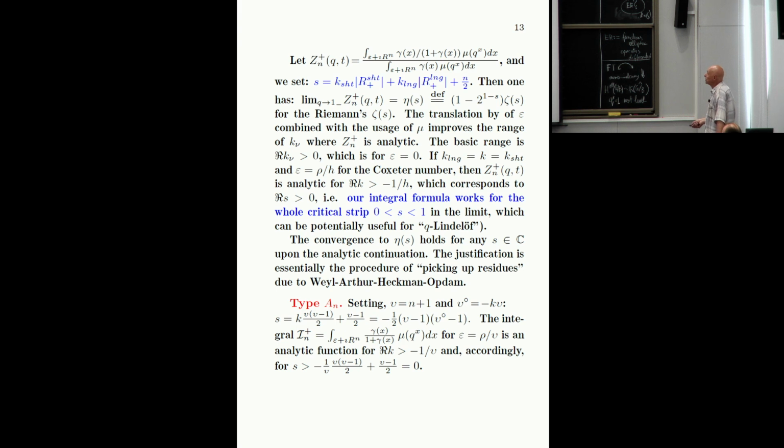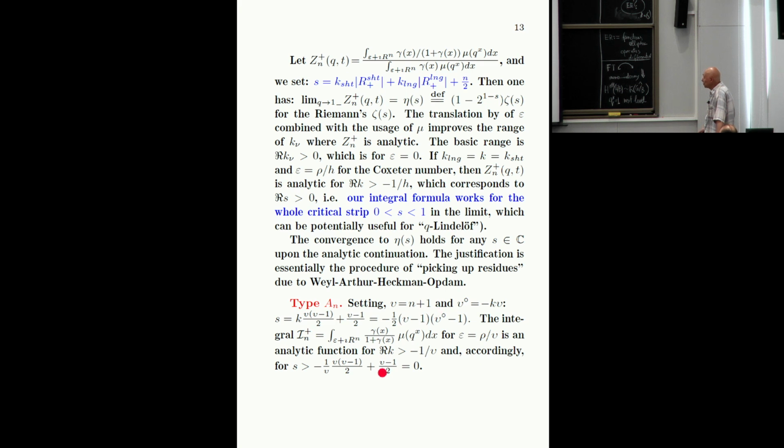Then you have some qualitative suggestion at least of how to approach Lindelöf, because we have the theory which doesn't distinguish when the critical strip is; there is no critical strip, actually. The integral representation works. Okay, then the little calculation, but I need to do something explicit here about A_n. For A_n, v is n plus 1, the Coxeter number here. Let's introduce this guy just technically: v circ equals minus kv here. Then you calculate s. Nice calculation, right?